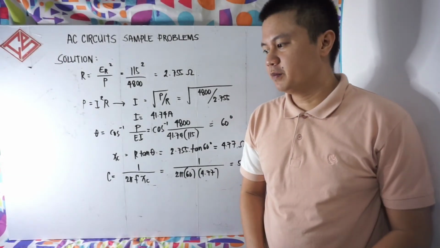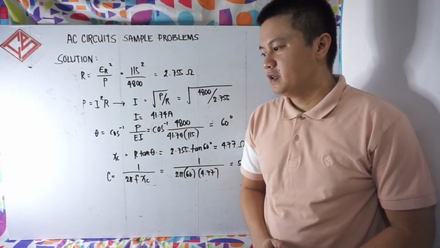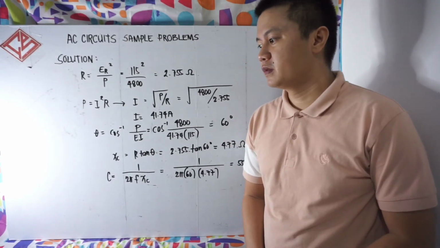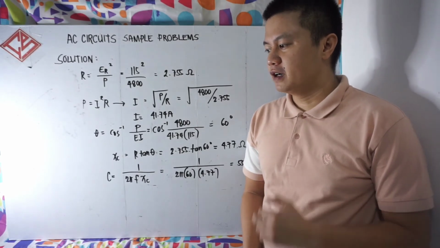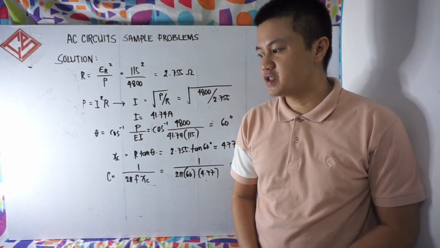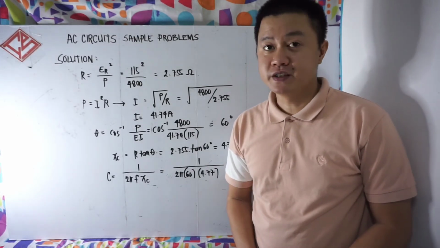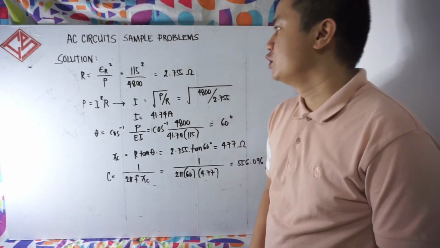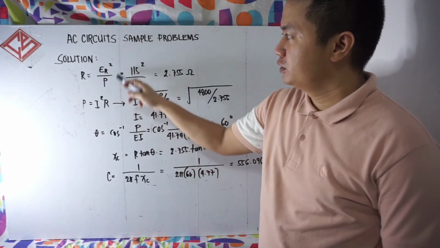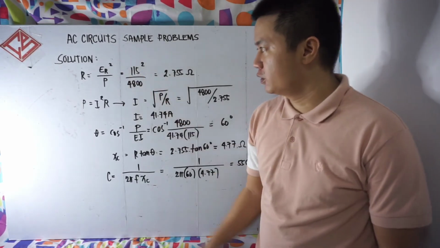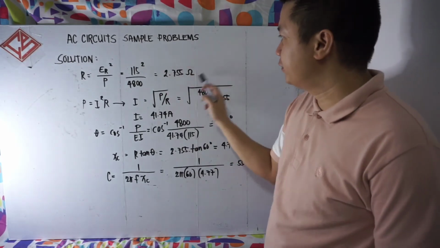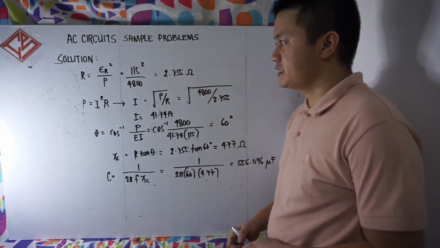So for this problem, we are given a series resistance capacitance or RC circuit. So we have 4,800 watts as the power across the RC series circuit. So we know that the resistance is equal to the voltage across the resistor squared over the power. So that will be 115 squared over 4,800. You will have 2.755 as your resistance.